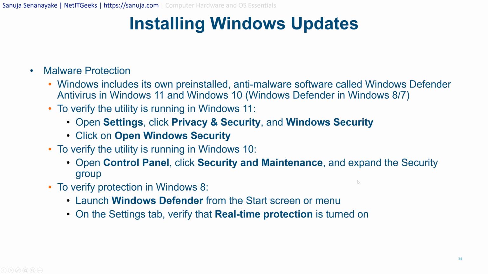Malware protection is another thing that is associated with Windows updates. Windows includes its own pre-installed anti-malware software called Windows Defender Antivirus, and in Windows 11 and Windows 10 it is called Windows Defender.